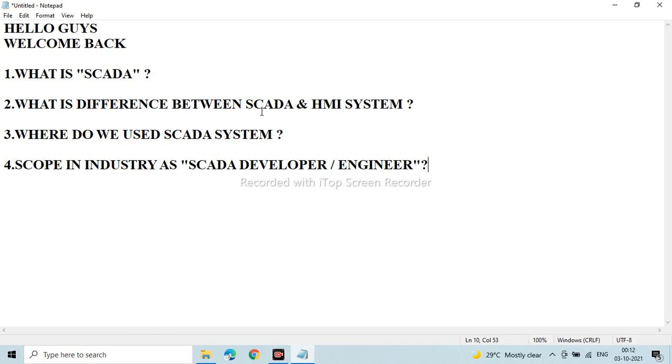Obviously SCADA is widely used in large-scale industry, while HMI is a small-scale industry device. We can say that HMI is also used in big industry, but for monitoring HMIs and different lines of process, we use the SCADA system.